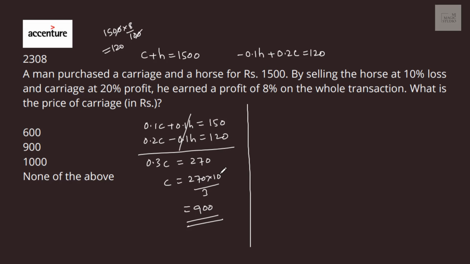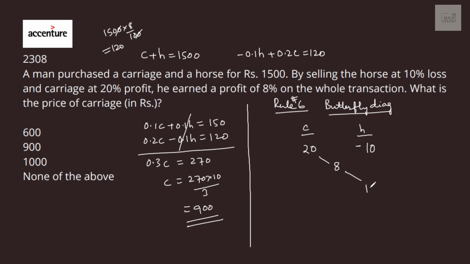It all depends upon how quick you are in solving these equations. Or you may simply use our rule 6, that is our famous butterfly diagram from our jungle rule book, rule number 6. So we have carriage and we have horse. By selling the horse at 10% loss and the carriage at 20% profit, the overall profit made is 8%. Cross it and find the distance.